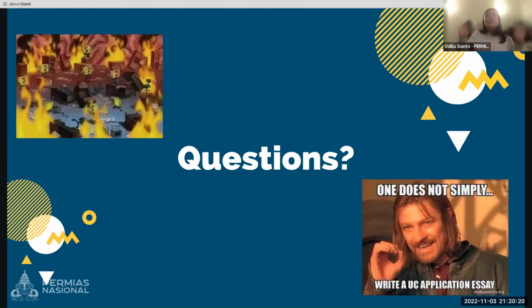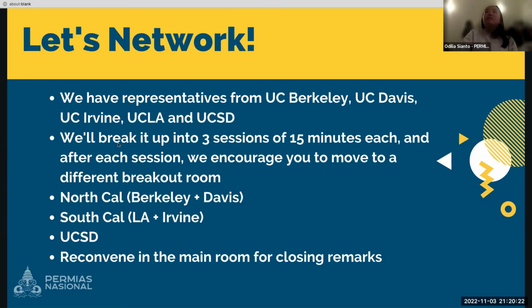Okay, so let's network. Here we have with us a couple of people who have transferred from community college to four-year university. We have people from UC Berkeley, UCLA, UC Irvine, UC Davis, and UC San Diego. Before we break up into the breakout rooms, I'd like everyone to rename themselves according to their name and their respective community college. If you haven't, please do so.